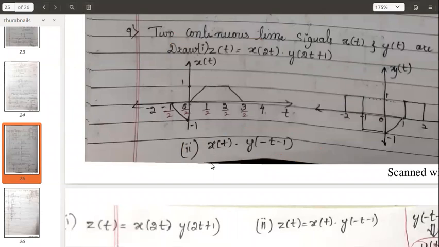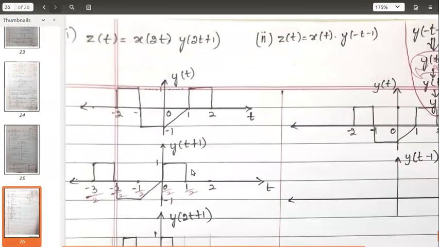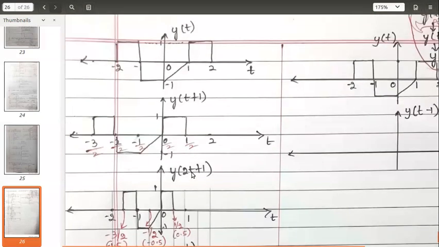Can you explain 2t minus 1? Okay, there's no 2t minus 1 here. Should I do that? For 2t minus 1, I have to first shift by -1 and then go for scaling. I will draw it and explain it to you in the next class. No doubt. This is the question asked by your batchmate Priyanka: can you explain 2t minus 1? Y of 2t plus 1 I have done here. For 2t minus 1, I will draw it and explain.